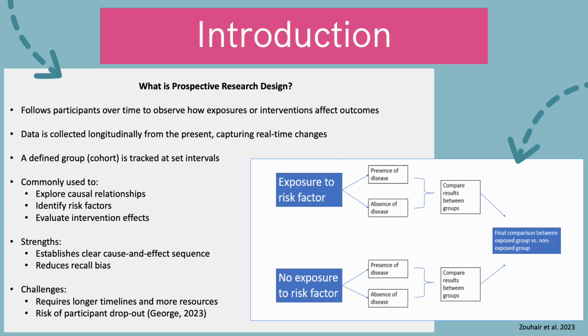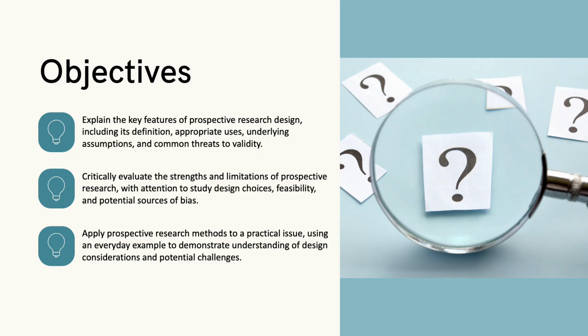Today, we'll take a closer look at how this design works and why it's especially relevant to our chosen example research question. Our presentation has three main objectives. First, we will explain the key features of prospective research design. This includes understanding when and why it's used, its core assumptions, and the threats to validity that researchers need to consider. Second, we will critically evaluate the strengths and limitations of this design.